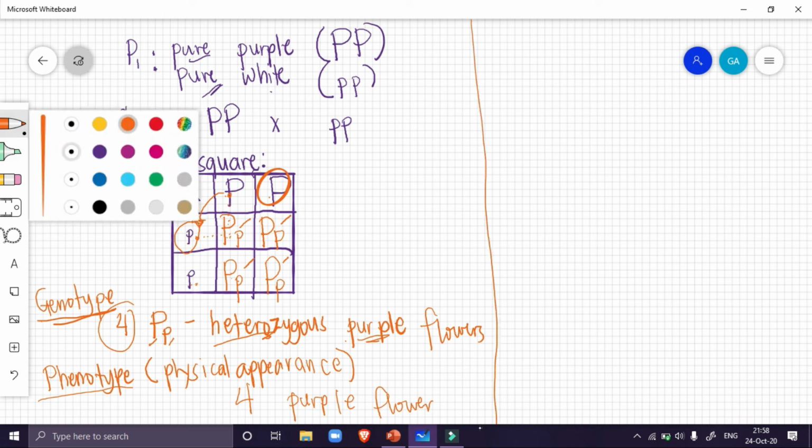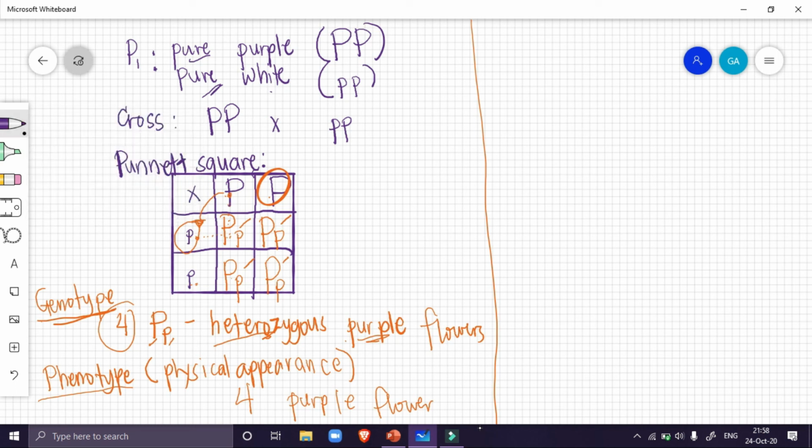Next is the second experiment. So, this is P1. This is our F1. Okay. So, yan yung F1 natin. Meron tayong 4 heterozygous purple flowers. So, what Mendel did is, itong mga heterozygous purple flowers na to ay nag-self-pollinate. So, self-pollination natin.